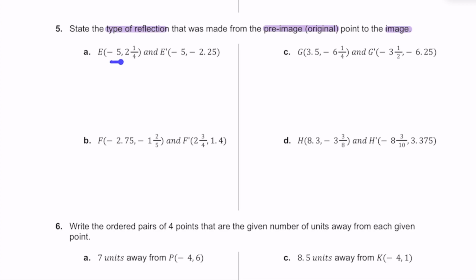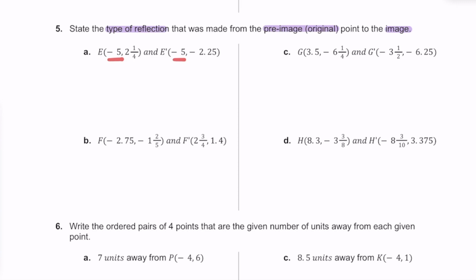So for E, this one ended up at E prime. So let's see what kind of things changed from E to E prime here. Notice that we have this negative 5, and it's going to stay as a negative 5 here. So the x coordinates do not change, right? If the x coordinates don't change, that means it's not going to be a reflection across both axes. And also we know it's not going to be a reflection across the y axis.